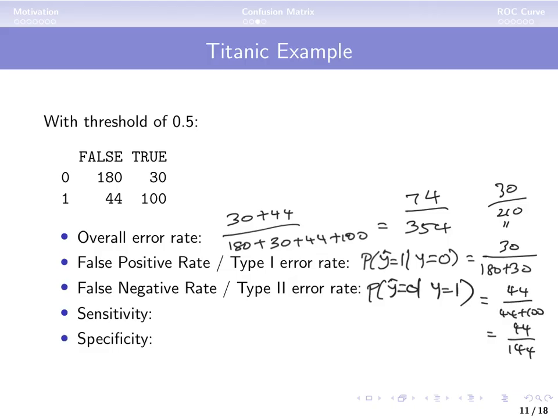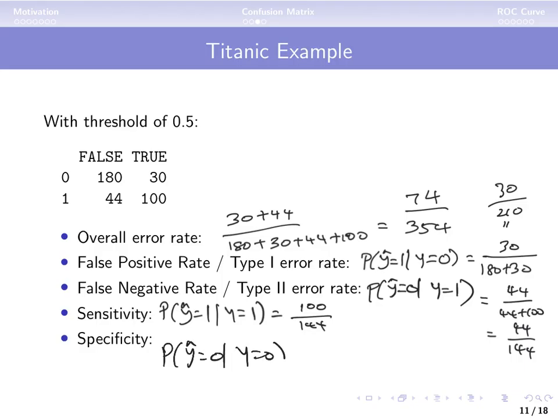Sensitivity is just the probability that it's classified as 1 when it's truly 1. And we know this is the complement of the false negative rate, so it's 100 over 144, because out of all those that were 1, that's 144 in the denominator. How many of them were correctly classified as 1? That's 100. Specificity, y hat equals 0 given y equals 0.